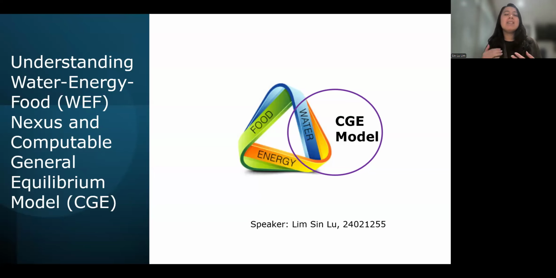Today, we'll talk about and understand the WEF, Water Energy Food Nexus, and the Computable General Equilibrium Model, CGE.